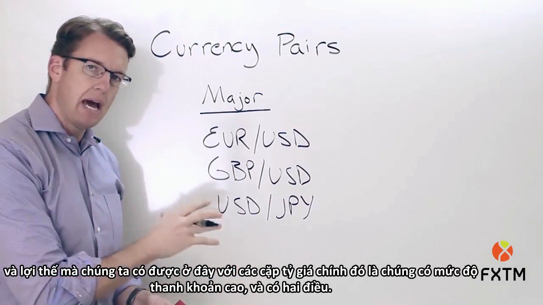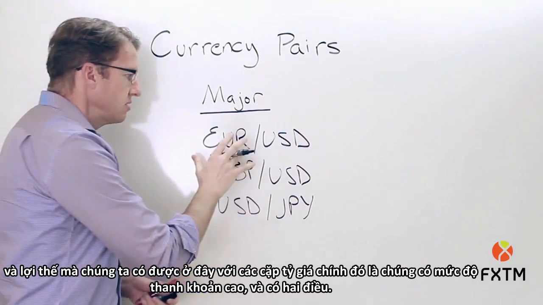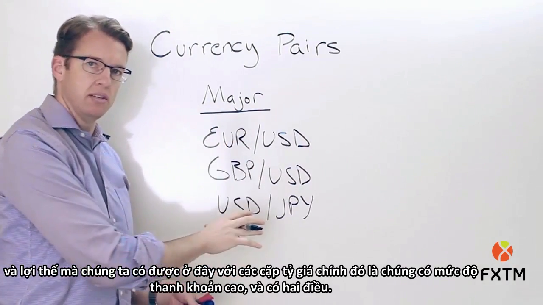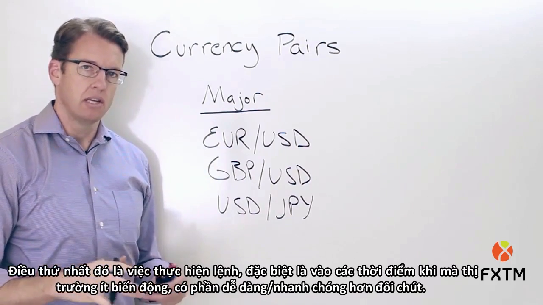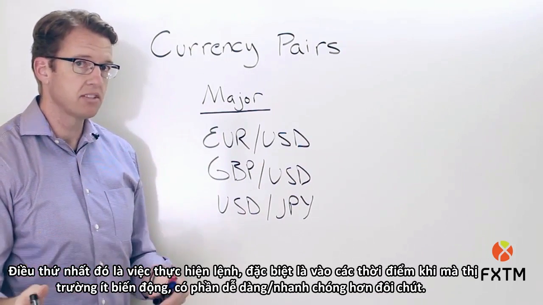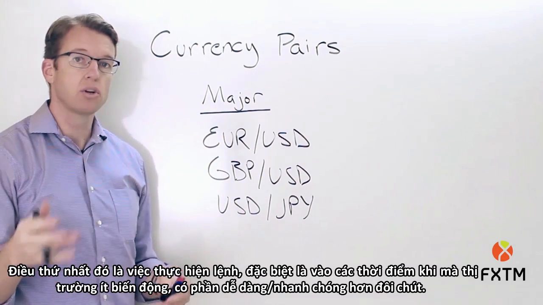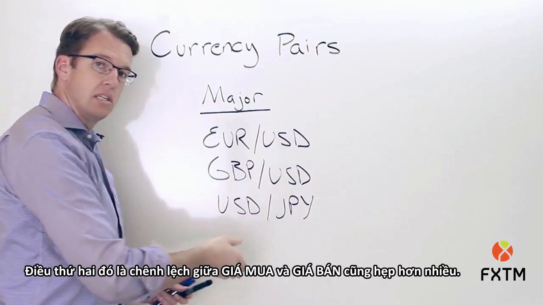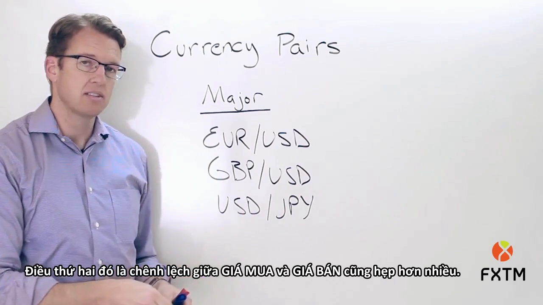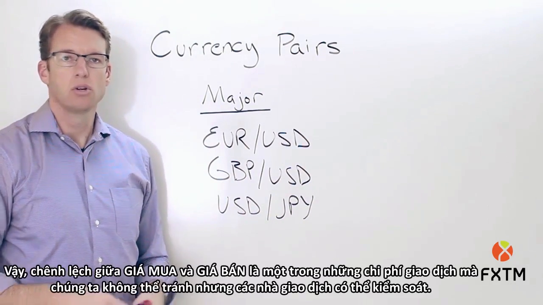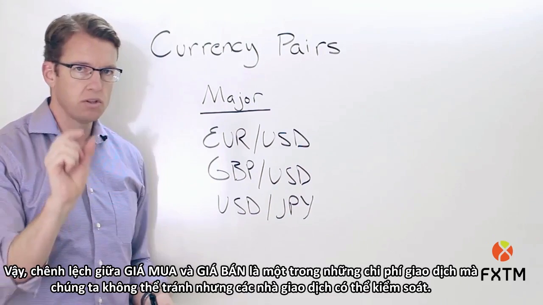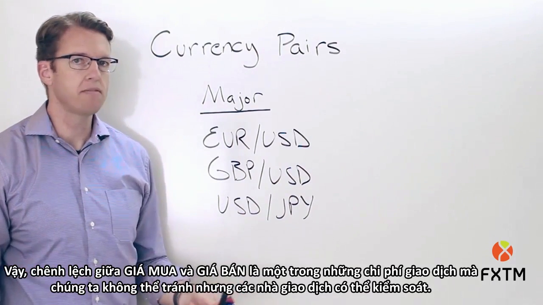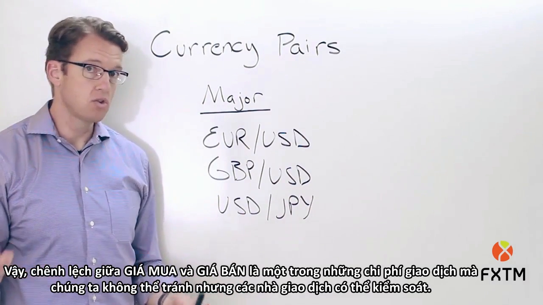The advantage that we have here with the major pairs is that they are highly liquid. And this does two things. Number one is that it's a little easier, or faster, to get execution, especially during times when the market is a little volatile. It also means that the difference between the bid and the ask is a lot more narrow. The difference between the bid and the ask is one of those trading costs that we can't get away from, but that traders can control.